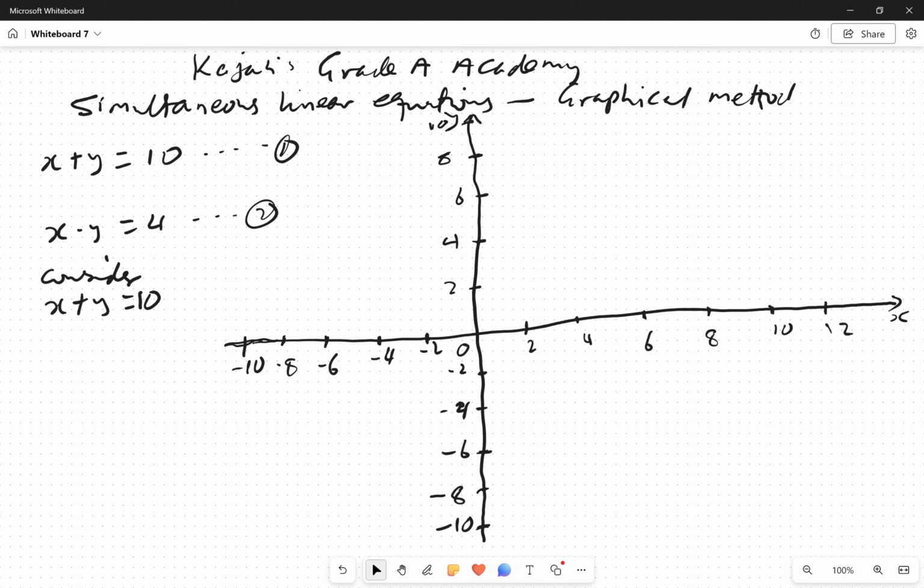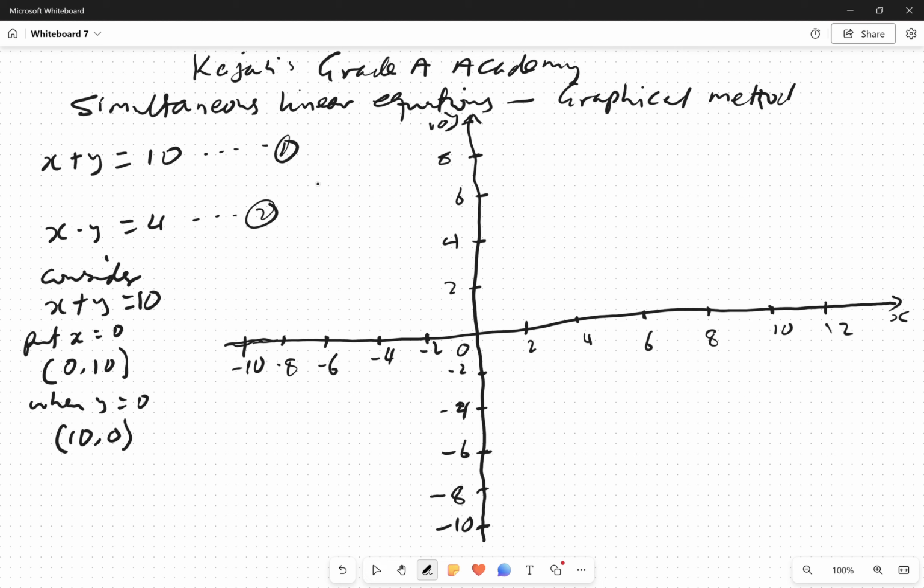So if I have x plus y equals 10, I'm going to put x equal to 0. If you put x equal to 0, then y equals 10. So you have a point: 0 for x and 10 for y. That's 1 point. Then put y equal to 0, and we see that x is also equal to 10. So you have 10 for x and 0 for y. Those are the 2 points you need, and you join them by a straight line.